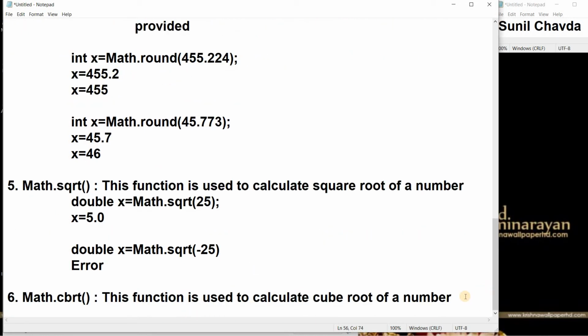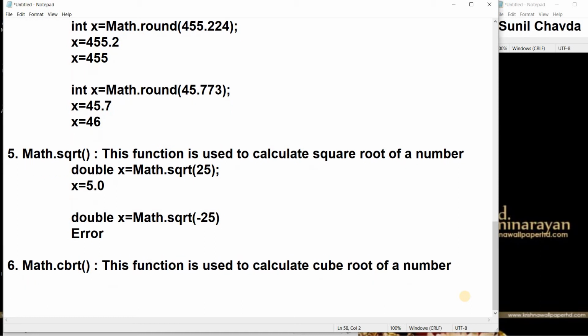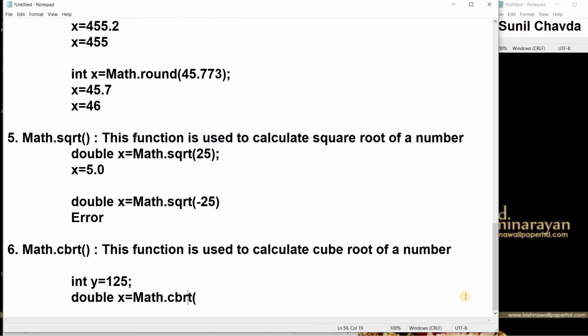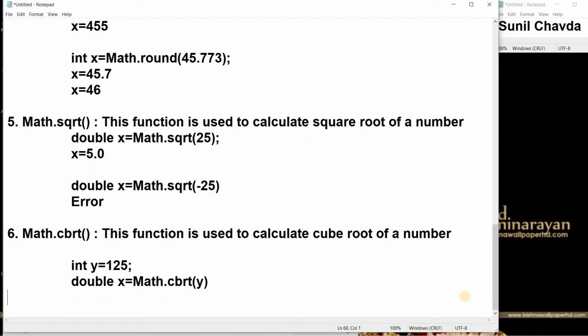Moving forward to the cube root, it calculates the cube root of a number, and here the answer is always in the form of double. So Math.cbrt, and in the bracket you can provide your number. Remember one more thing, instead of a number you can provide variables also. It might also happen that you have one variable, integer y is equal to 125. Instead of writing 125 in the bracket, you can write the variable y directly. The answer will be 5.0.